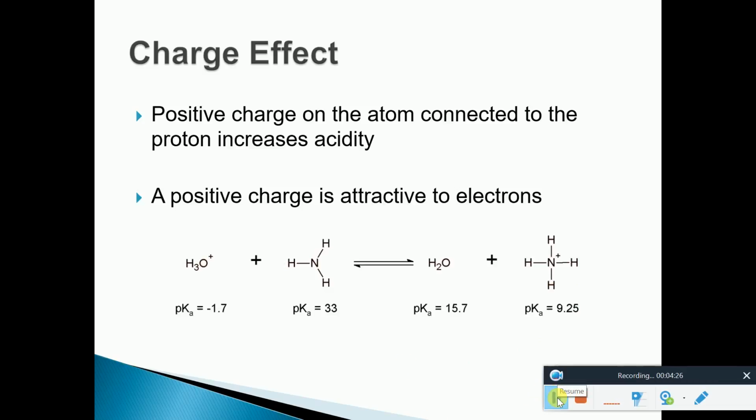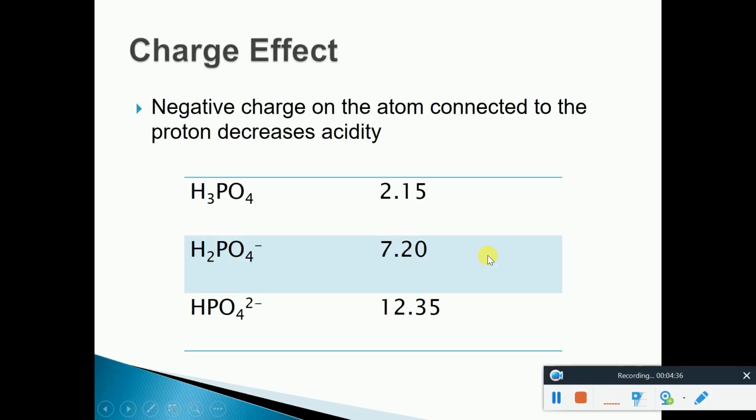Well, we've talked about what a positive charge does to the atom. It makes it more acidic, more willing to give up its proton because it would rather be neutral. Well, what about if it had a negative charge on it? A negative charge does the opposite. A negative charge on the atom connected to the proton will decrease acidity. As it gains negative charge, it is less and less likely to donate its proton. And we see that happening here.